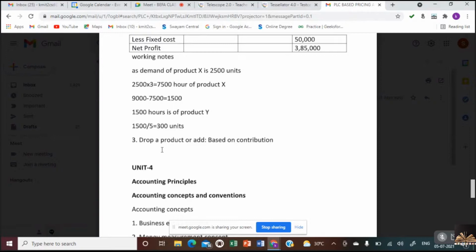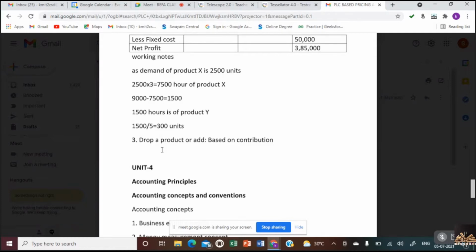So 7,500 for product X and remaining 1,500 divided by 5. Why? Because product Y takes 5 hours to manufacture each product. So 1,500 divided by 5, 300 units of product Y. Anyhow, forward this slide, you'll understand, but any doubts you can ask. If you have any doubts, let me know.